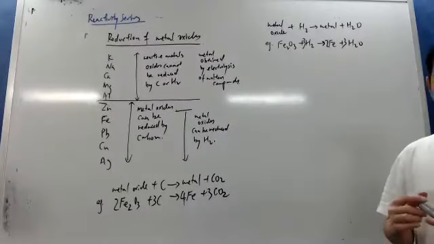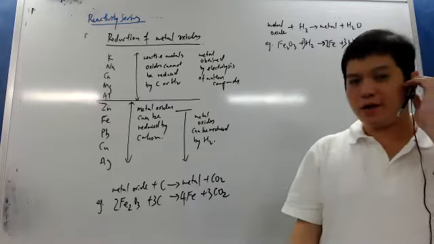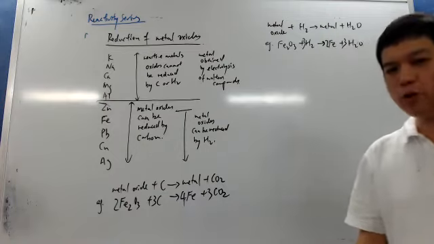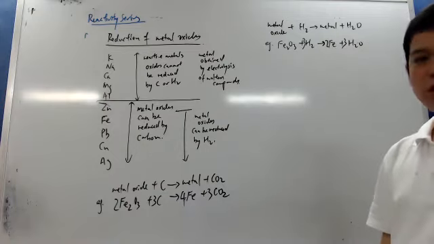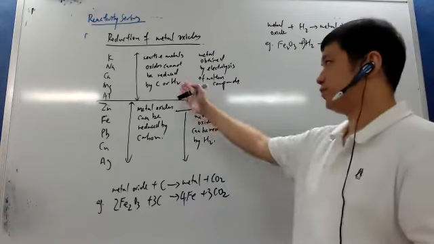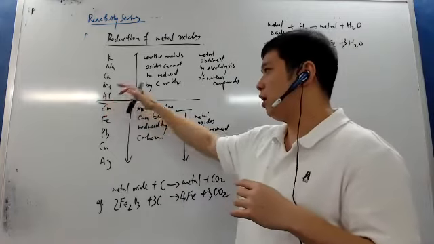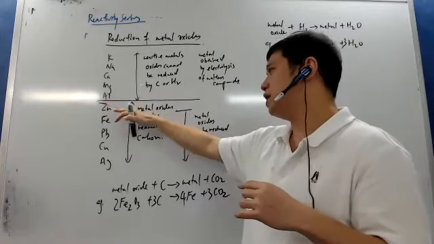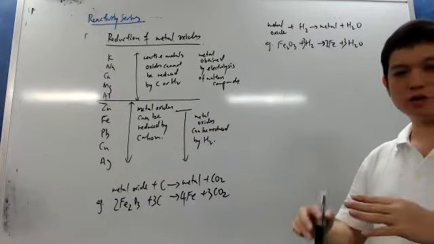Okay, so the last reaction tied to the reactivity series will be the reduction of metal oxide. For reduction of metal oxide, you will have to know which metal oxides can be reduced by a reducing agent. The common reducing agent will be carbon or hydrogen. The cutoff point is actually at the aluminum part. Sorry, not aluminum, zinc part. Zinc and below, the metals are considered not so reactive.